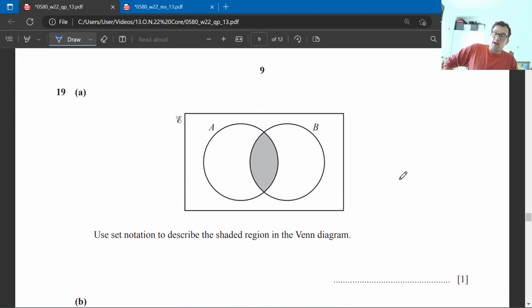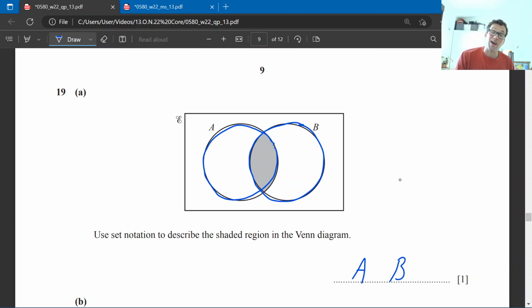Question 19, Venn diagrams, my favorite. Okay, don't be scared of them. Just practice them until you get them right. Use set notation to describe the shaded region in the Venn diagram. Okay, so if we look here, this shaded region is within circle A. So we know we're going to use A. It's also within circle B. So we know we're going to use circle B.